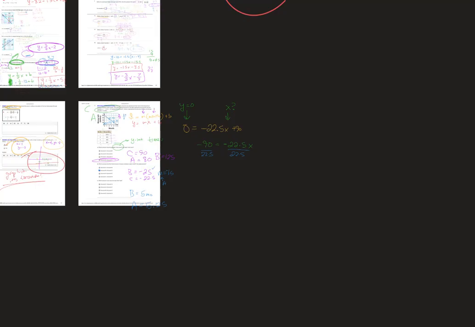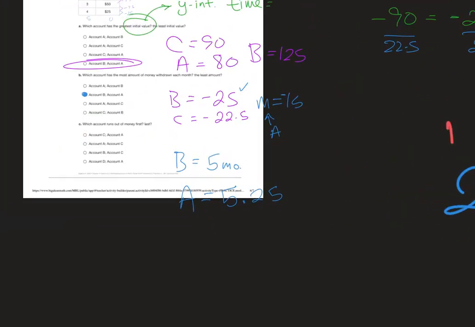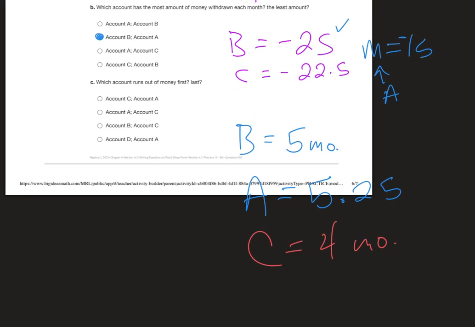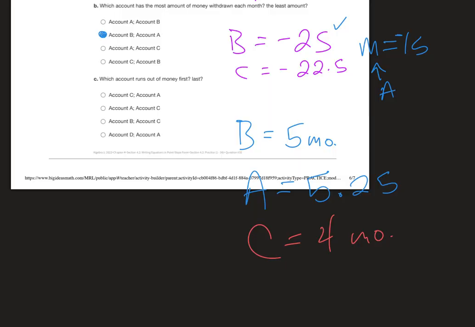And we got to do some dividing here. 22.5. Let's see. How many times this would go in? Let's say 4 times exactly. Yeah, I think that's 4 times. 4 times 5 is 20. Carry the 2, that's 8. And carry the 1, 8. Yeah, it's exactly 4. So C is 4 months. All right. Which runs out of money first? C. And then A, which was last.